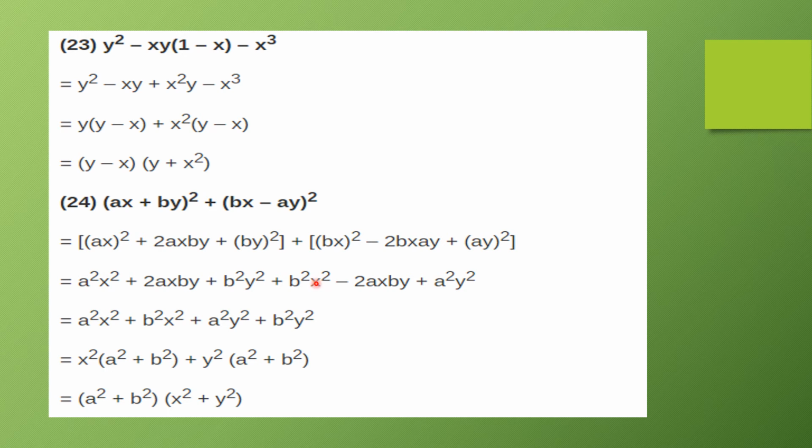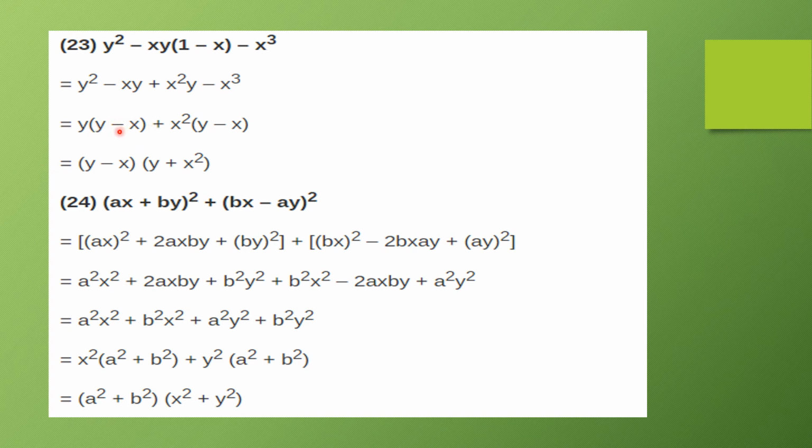If an algebraic expression has y squared minus xy into 1 plus x minus x cubed, that means you are multiplying inside each term. Y squared minus xy, minus into minus plus, xy into x is x squared y, minus x cubed.